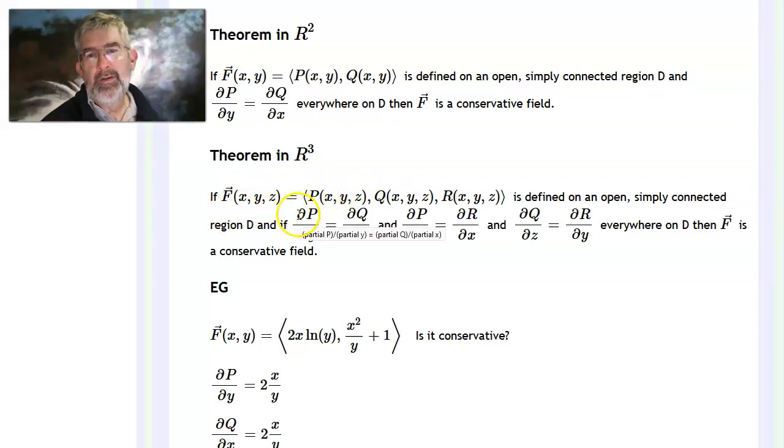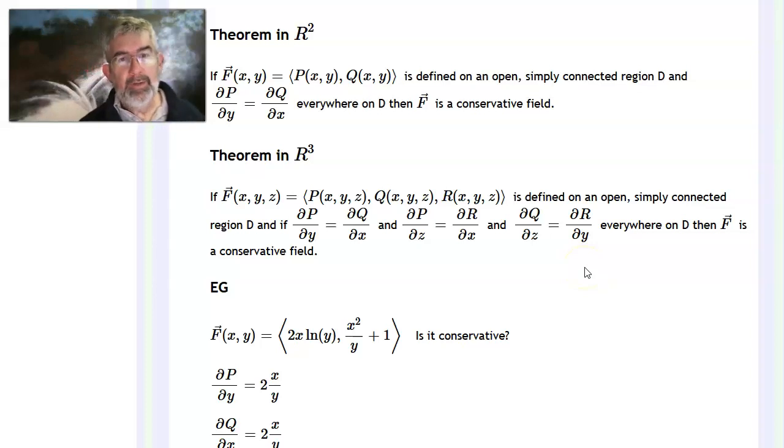If F = (P, Q, R) is defined on an open, simply connected region, and if each of these three things is true, that the partial of P with respect to y equals the partial of Q with respect to x, and the partial of P with respect to z equals the partial of R with respect to x, and the partial of Q with respect to z equals the partial of R with respect to y, everywhere on that open, simply connected region D, then F is a conservative field.